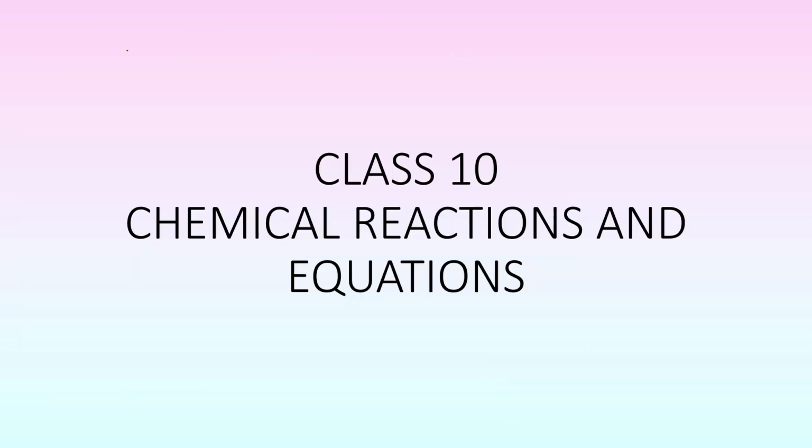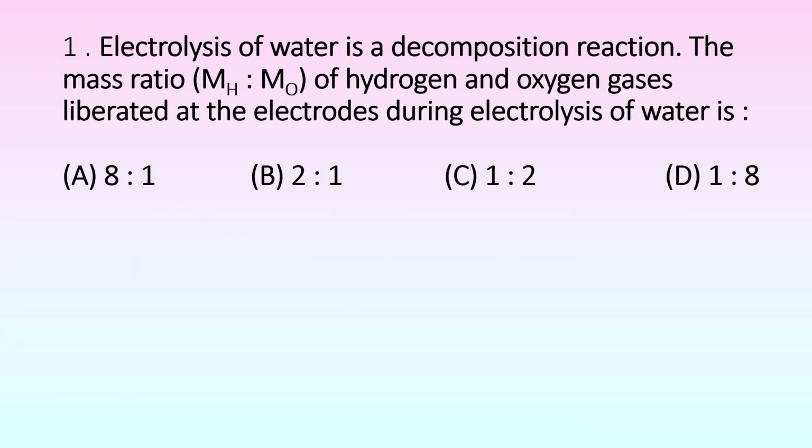Class 10 Chapter 1 Chemical Reaction and Equation. The first question is electrolysis of water is a decomposition reaction. The mass ratio of hydrogen and oxygen gases liberated at the electrodes during electrolysis of water is. Here we have to find out the mass ratio of hydrogen and oxygen in water. So we know that mass of hydrogen is 1 and here we have 2 hydrogens, so it is 2 is to 2. Mass of oxygen is 16, so 2 is to 16, which is equal to 1 is to 8. So the answer is option D, 1 is to 8.